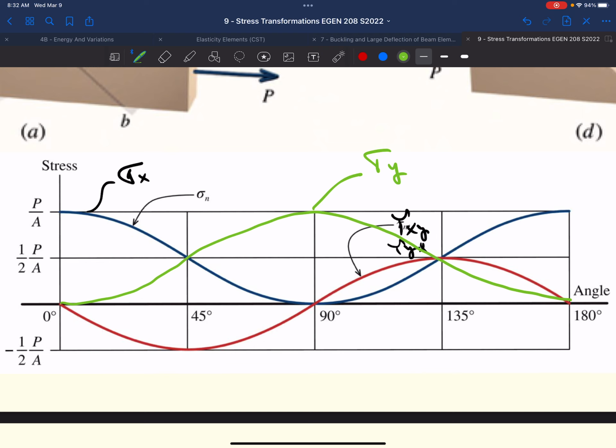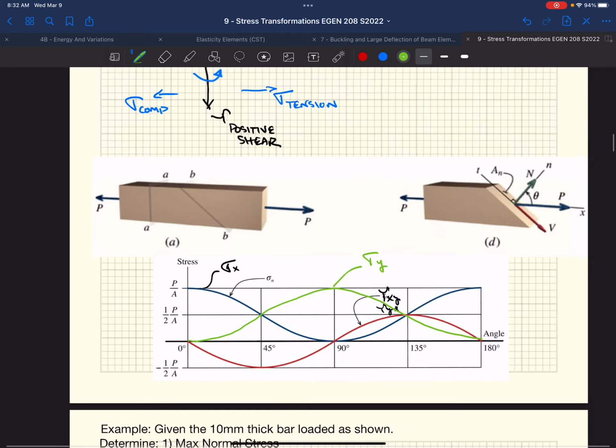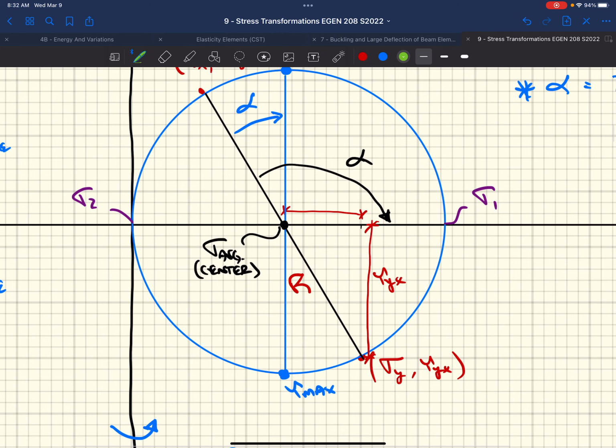It works really well because if you know 2 points, you can generate this entire graph, right? And easily calculate, just based on knowing the radius, which we'll talk about calculating, and where this center point is, we can figure out what our sigma 1 and sigma 2 are, our maximum normal stresses. And we can figure out our maximum shear stresses. That is the glory, that's the beauty of this thing, okay?